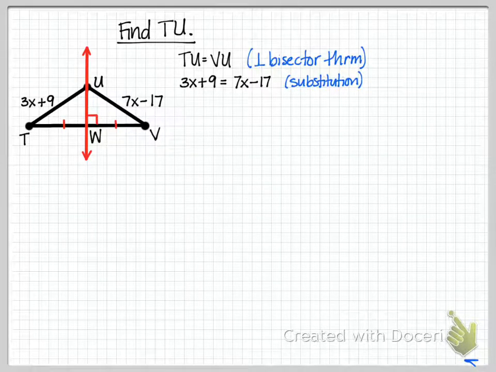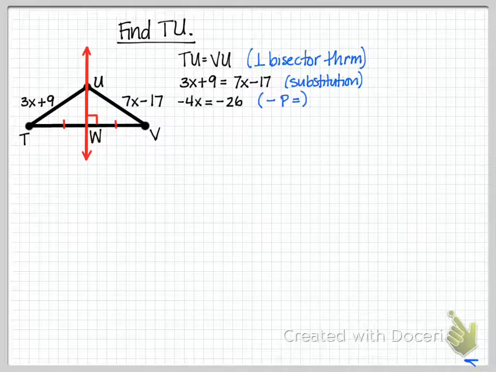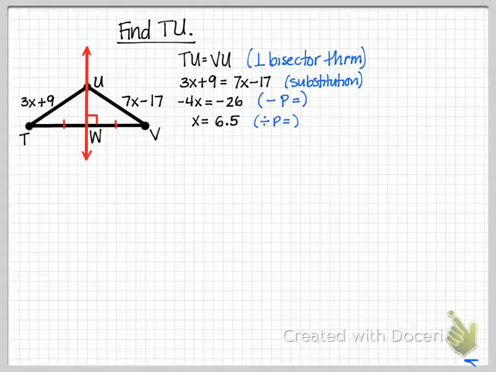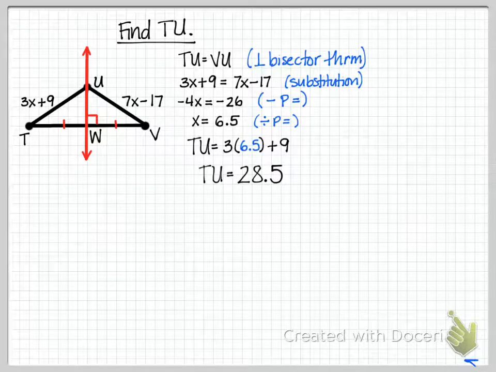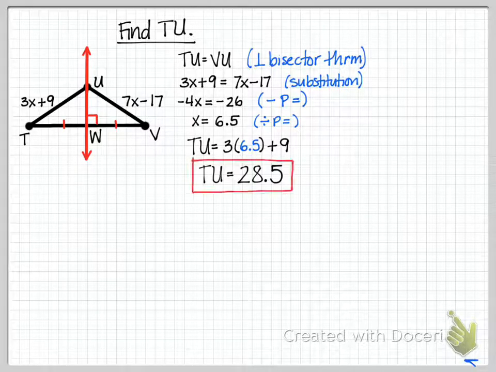We can substitute in their expressions, subtracting 7x from both sides and subtracting 9 from both sides, and then subsequently dividing by -4, we get that x equals 6.5. In this problem, we weren't asked to solve for x, but we needed to solve for x so that we could substitute it back in to the expression for the length of TU and simplify to get that the length of TU is 28.5.